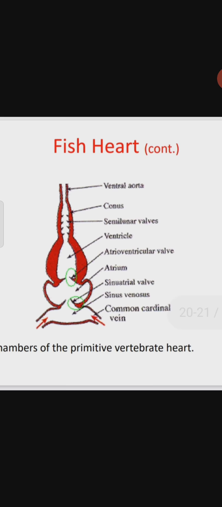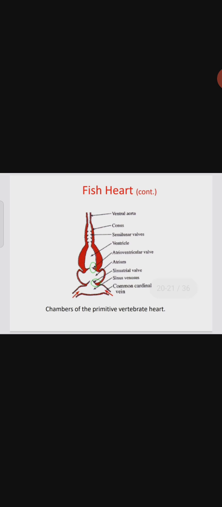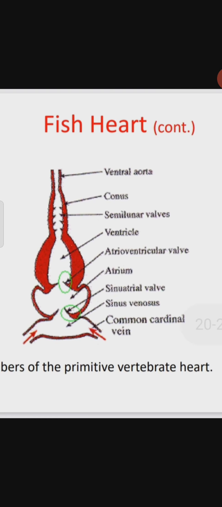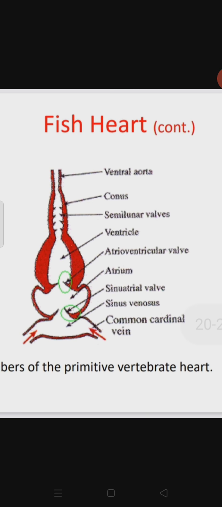The sinus venosus receives the blood from the various parts of the body, which is sent to the atrium, then ventricle, then to the conus. Then it goes to the gills for purification, and from the gills again it is transferred to the different parts of the cells. Circulation occurs like this. This we call one-way circulation. Okay, a single circulatory system is present in the fish or Pisces.